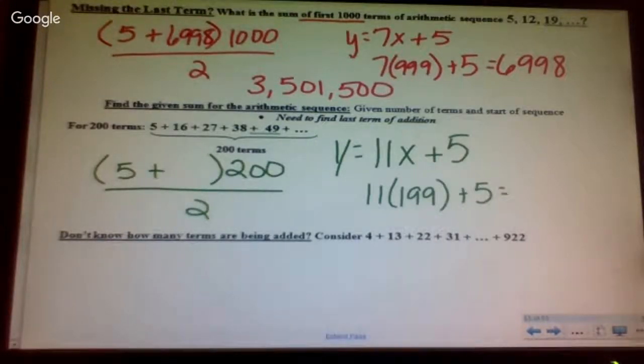What number do we get when we plug this in? 2,194. So my sum of my series from 5 to 2,194 that has 200 terms in it is what? What is my final answer now? 219,900.